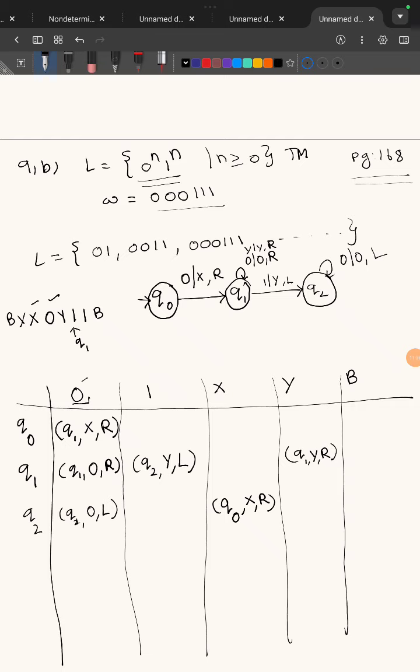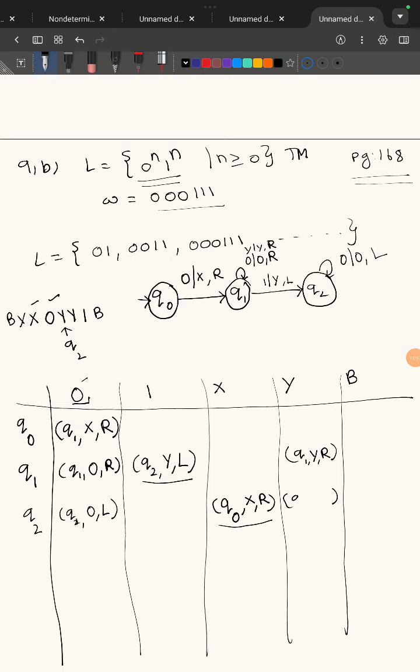Now what we will do? Q1, it is 1, so we will be following this rule. So we will convert the 1 to Y and the pointer will start moving towards the which direction? Left direction. Okay, so here it will go to Q2. Q2Y. So far we have not written any rule over here. So my objective in Q2 is to find the X such that I can restart from the initial state.